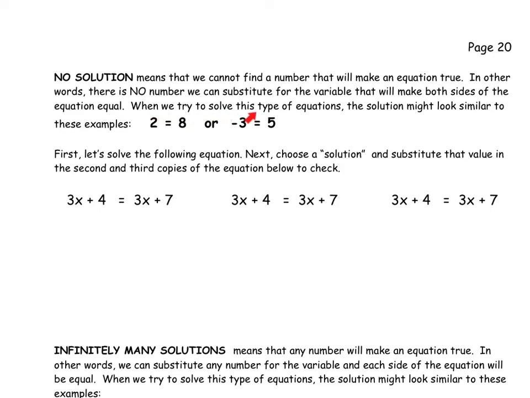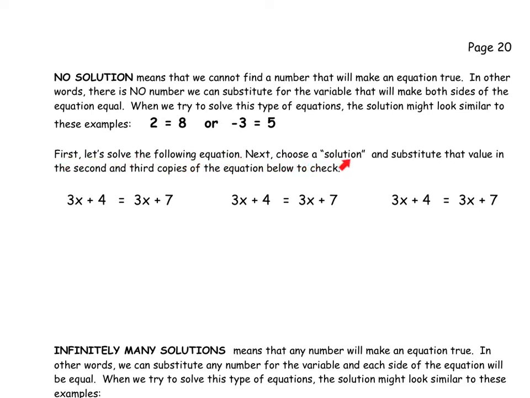When we try to solve this type of equation, the solution might look similar to these examples. We might get 2 equals 8. That's nonsense. The 2 doesn't equal 8. Or negative 3 equals 5. Well, we know that's not true either. So first, let's solve the following equation.